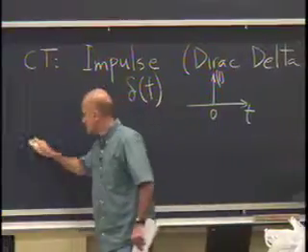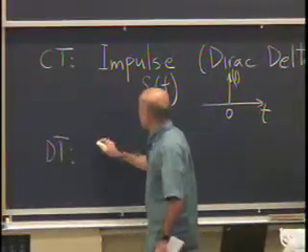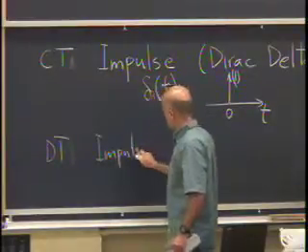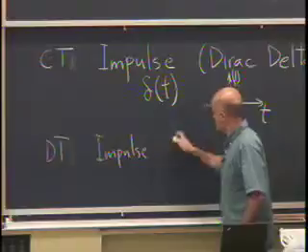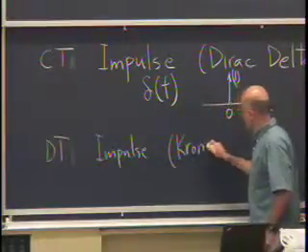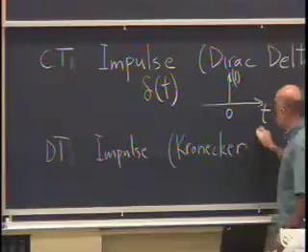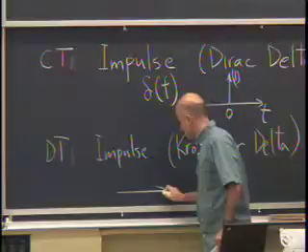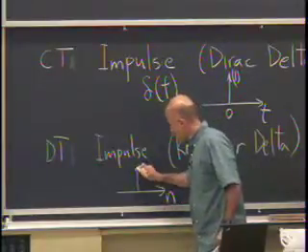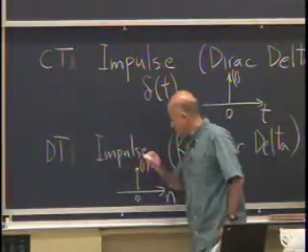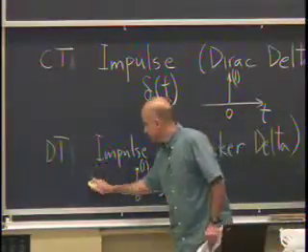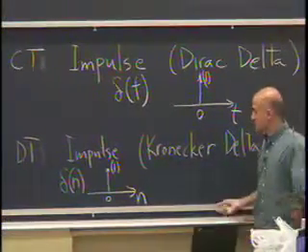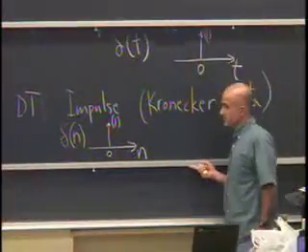Its discrete time counterpart is very easy. Discrete time impulse, or the Kronecker delta, is very simply defined as the lollipop of height 1 at the origin, and we denote that by delta of n. There's no subtlety about this discrete time function.